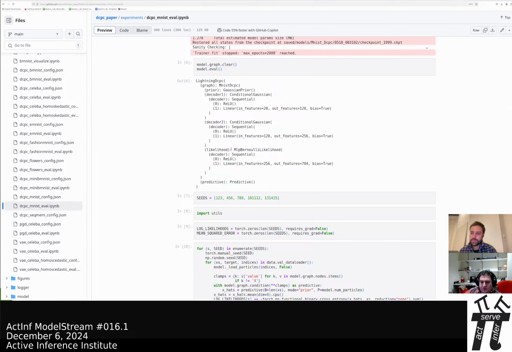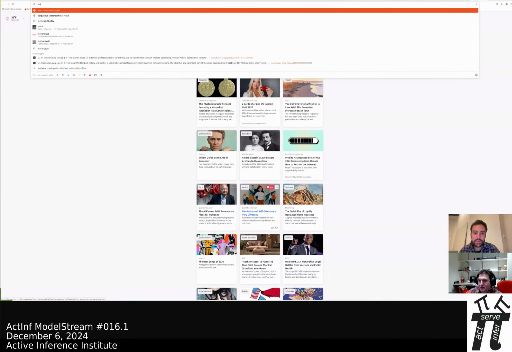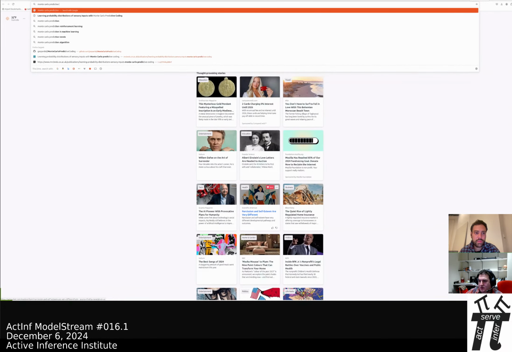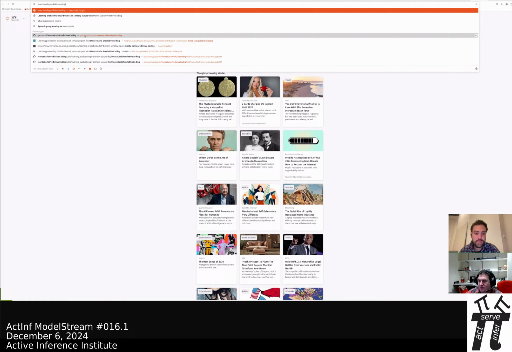What leads you to use those here? Do you sweep or scan over two, three, four layers? Do you explore out features equals other multipliers? Or what led you to this specification for the Lightning DCPC? So in this case, we took this exact specification from Monte Carlo Predictive Coding, which is over here.